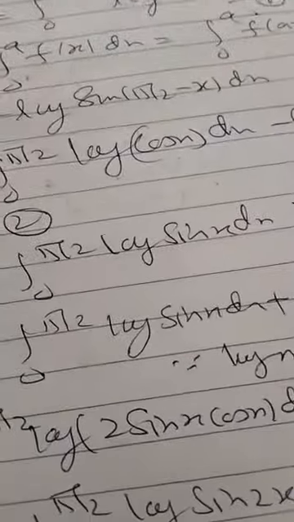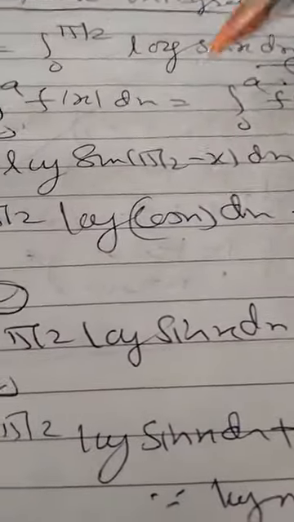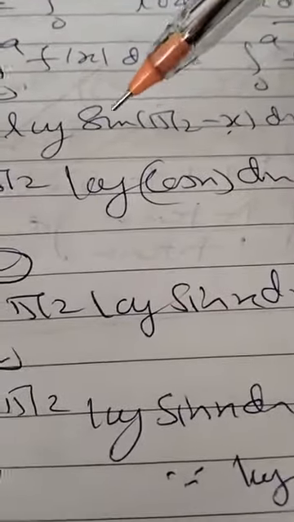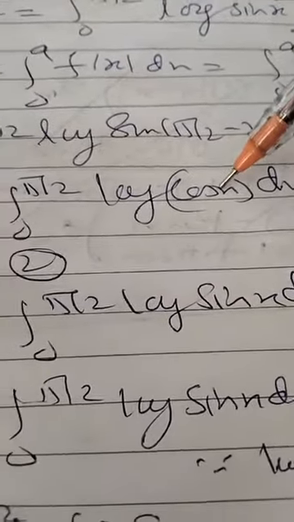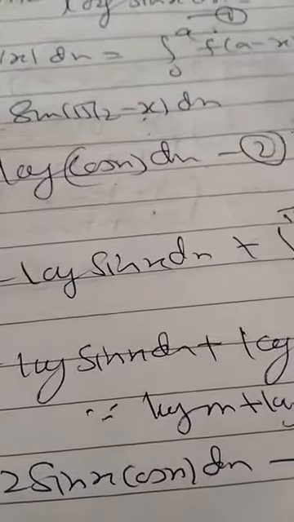We get I is equal to the integral from 0 to pi by 2 of log sin(pi by 2 minus x), because the property is applied to the variable. The variable is x, so we write pi by 2 minus x. We know that sin(90 minus theta) is equal to cos theta, so we get I is equal to the integral from 0 to pi by 2 of log cos x dx. That is equation number 2.